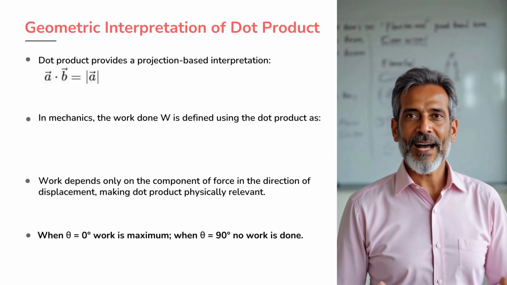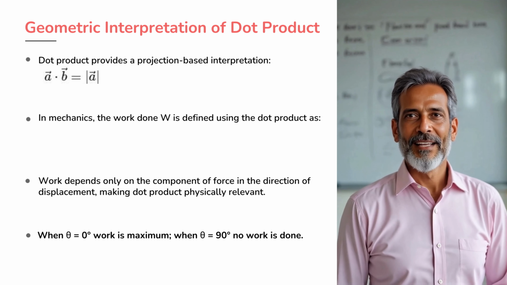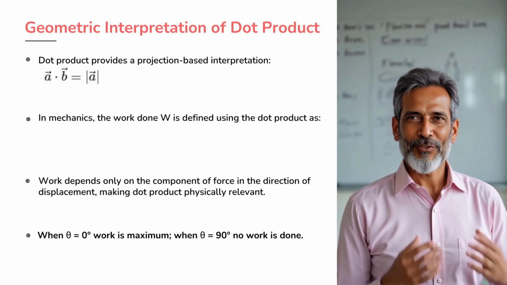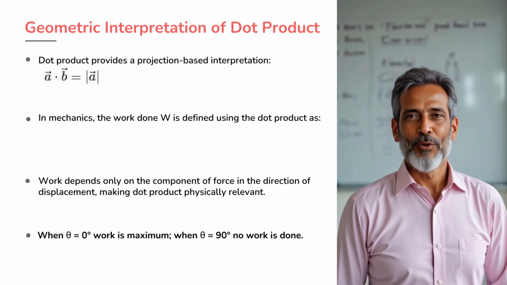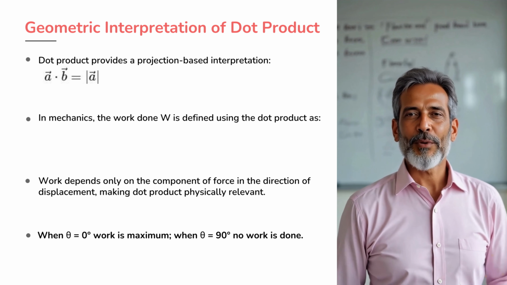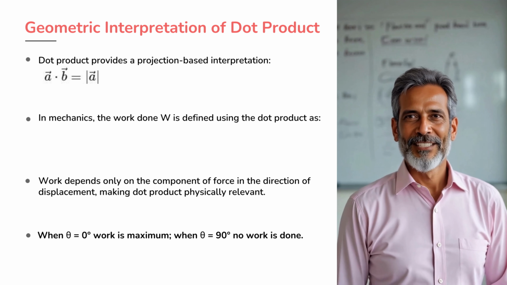The dot product captures this perfectly because work depends only on a component of force acting in the direction of displacement. Imagine pushing a box. If you push along the direction it moves, you do maximum work. If you push sideways, perpendicular to the motion, no work is actually done. So, when the angle between the force and displacement vectors is 0 degrees, work is maximum.